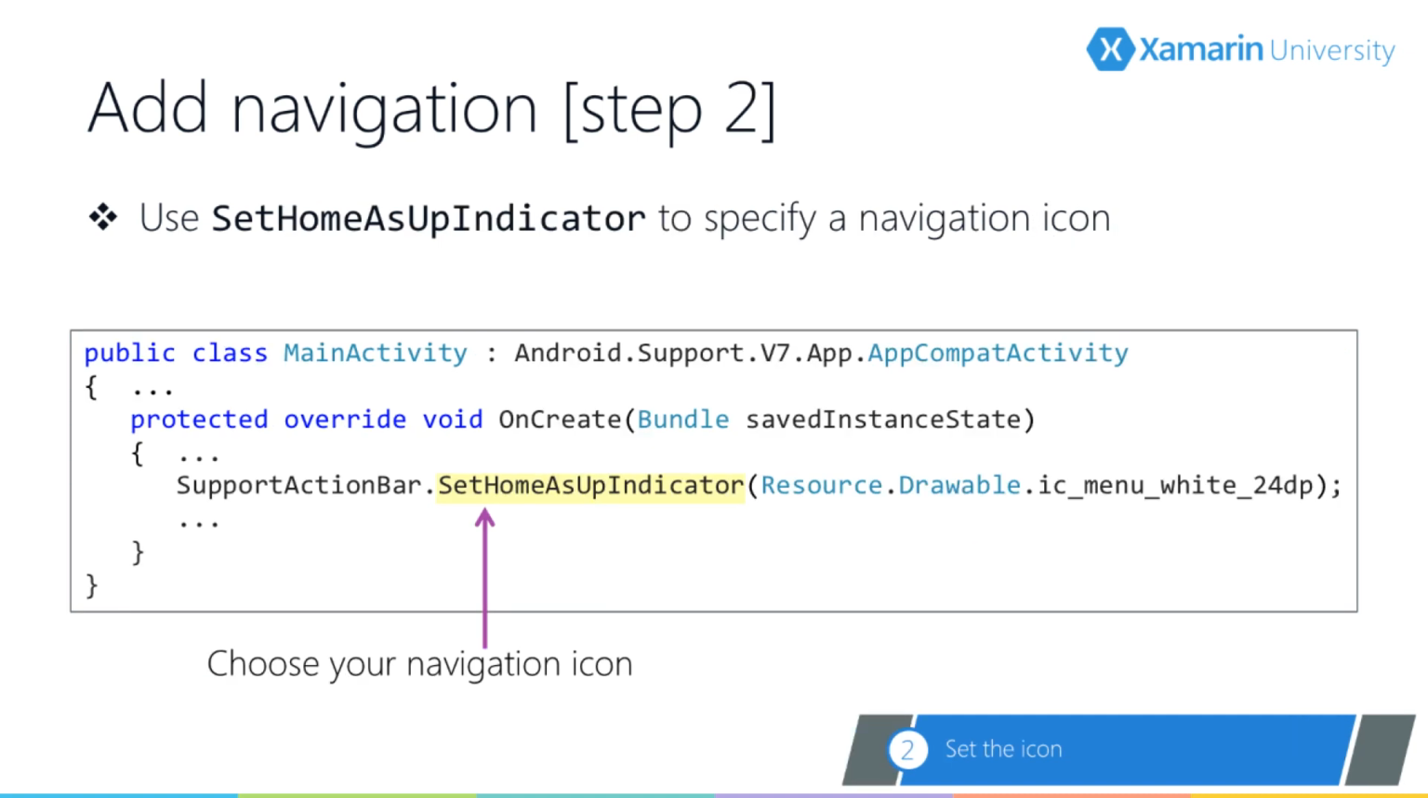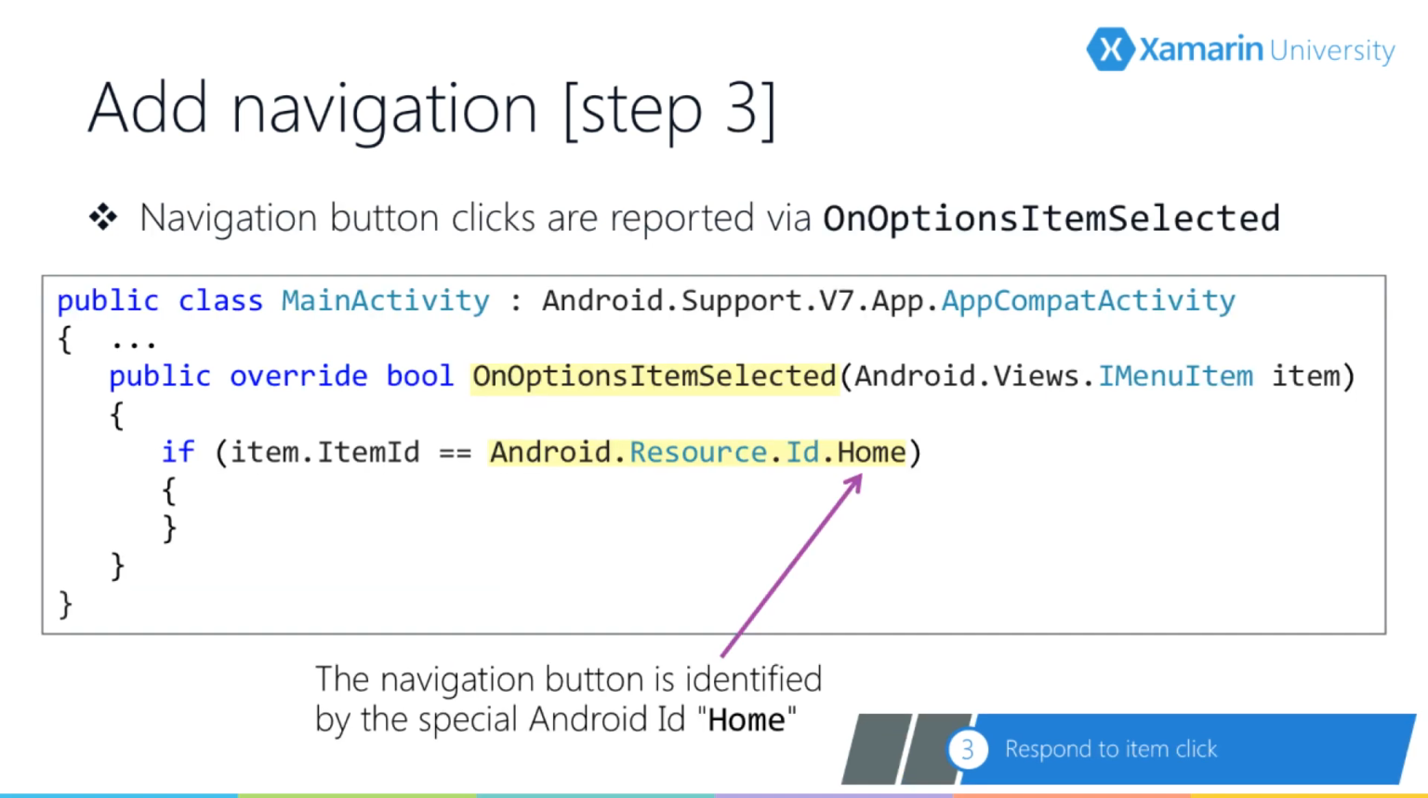Next one, it's the same pattern, support action bar. This time we choose which icon we want. In this case, ic_menu_white is going to give us that classic hamburger icon with the 3 horizontal bars. And finally, respond to click events. This is part of your toolbar, and your toolbar is now set as your app bar. So you respond to click events using the onOptionsItemSelected method.